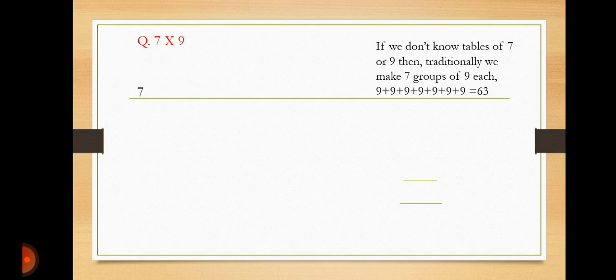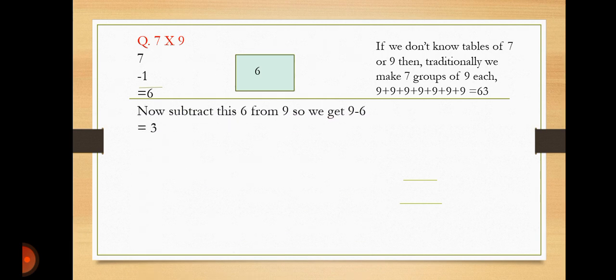Let's check. First, we have to write the first digit, that is 7. We just have to simply subtract 1 from the 7. So we get 6. And 6 is the first digit of your answer. Now we have to subtract this 6 from 9. So we get 9 minus 6, that is 3. So our answer is 63. Wow! Very simple, isn't it?